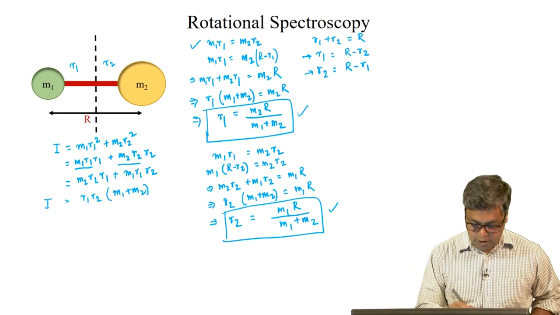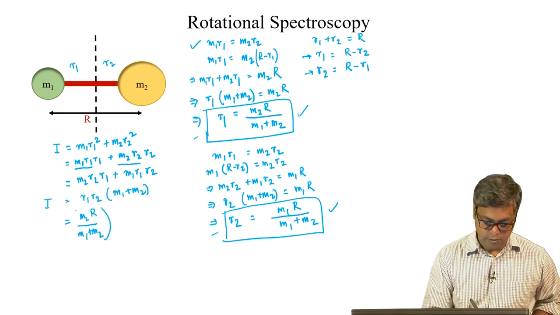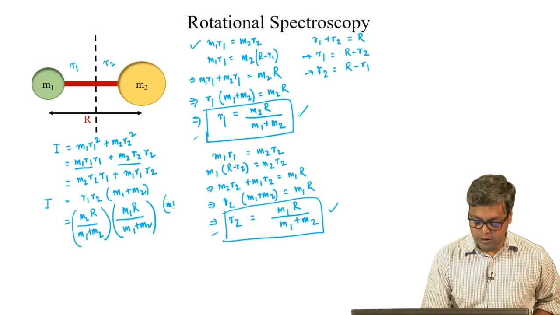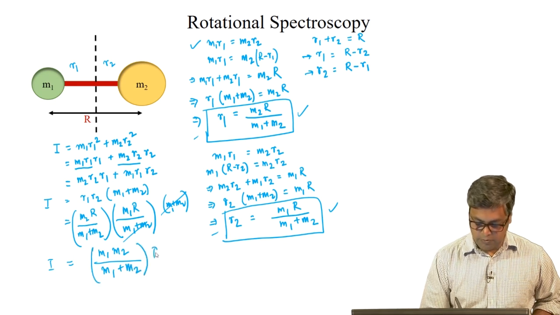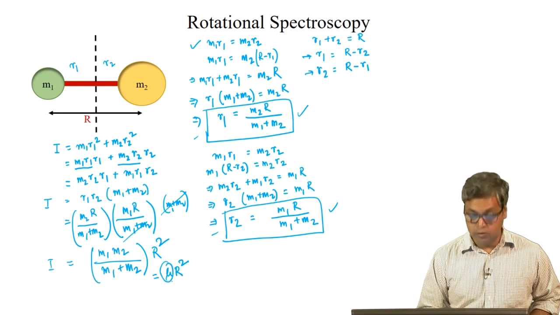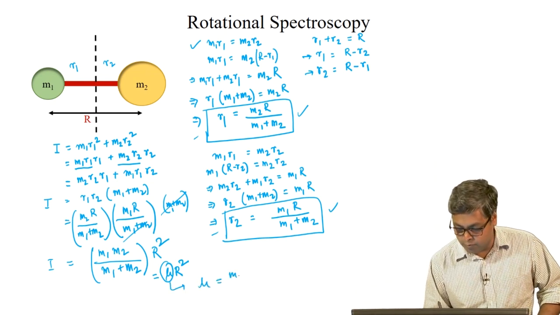Now I have already derived expressions for r1 and r2, so let us put back these expressions here. For r1 I can write m2 R by m1 plus m2, and for r2 I will write m1 R by m1 plus m2, times m1 plus m2. So, this will cancel out. So, I will write I equals m1 m2 by m1 plus m2 times R squared, which we will write as mu R squared, where this mu is the reduced mass of the system. And mu is expressed as mu equals m1 m2 by m1 plus m2.